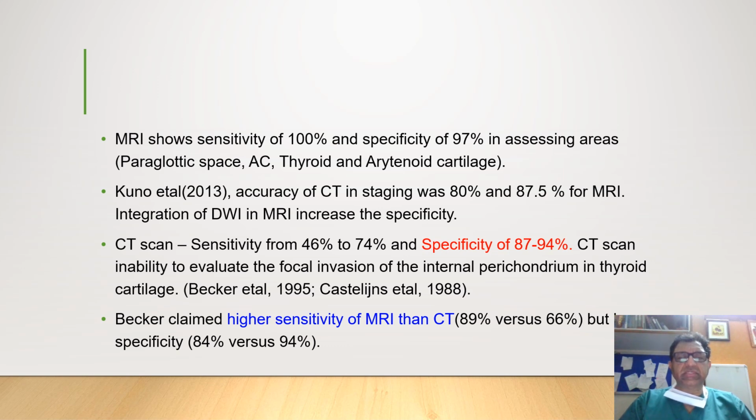CT scan has a sensitivity of 46 to 74% with a specificity of 87 to 94%. Baker claimed higher sensitivity of MRI than CT scan, but specificity is different, 84% versus 94% with CT scan.